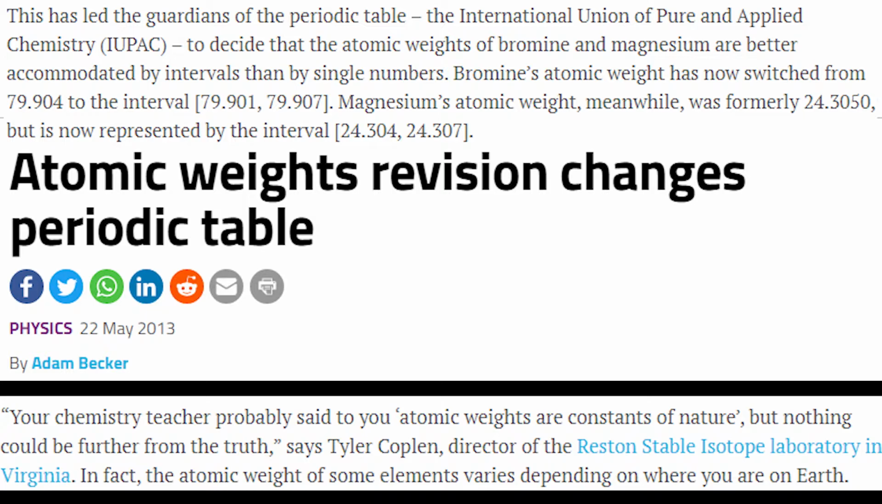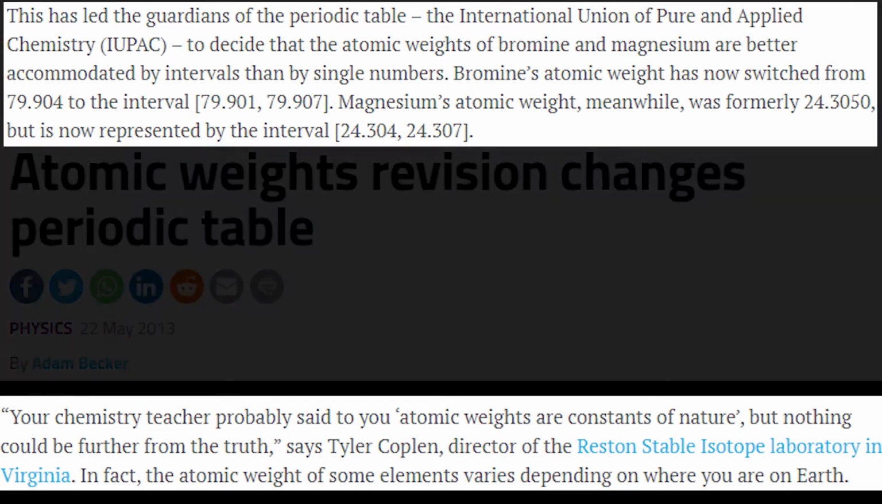So the IUPAC is now going to list ranges on the periodic table. They've started with bromine and magnesium. The official periodic table now doesn't say 79.904 for bromine. It now says 79.901 to 79.907, meaning the atomic weight is between those two values. And that's because the relative percent of bromine 79 and bromine 81 varies. So the weighted average varies.